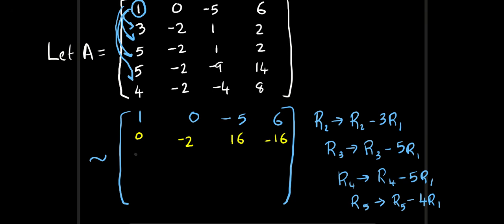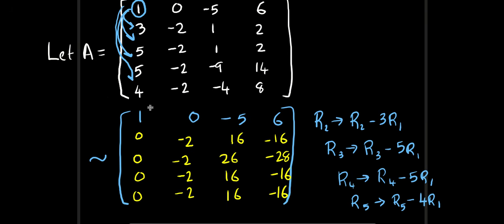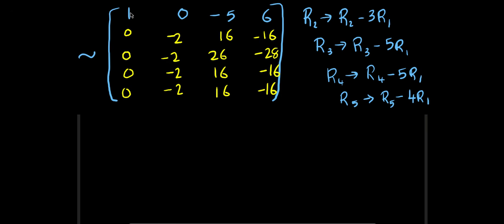Okay, if you want, you can pause the video for a minute and you can try writing all the transformed numbers by yourself and check the answer. And then 0 minus 2, minus 16, 0 minus 2, 16 minus 16. We have transformed all the elements beneath 1 into zeros.